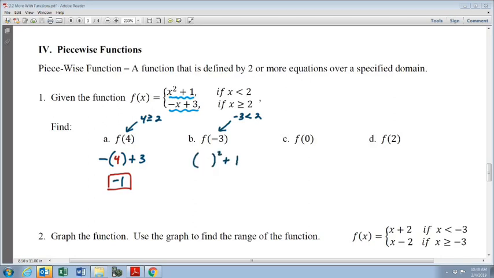So we're going to square our input and add 1. Our input is -3. -3 squared is 9. 9 plus 1 is going to give us 10.